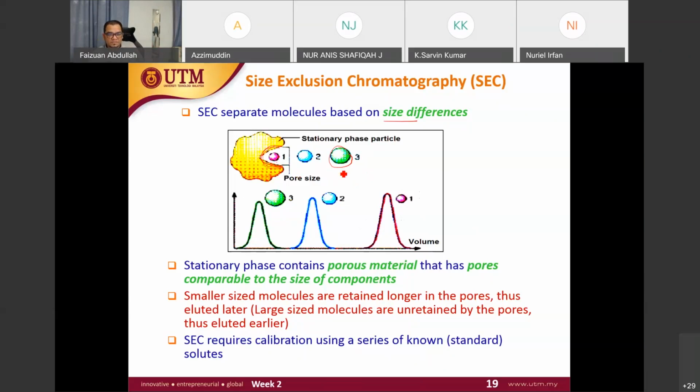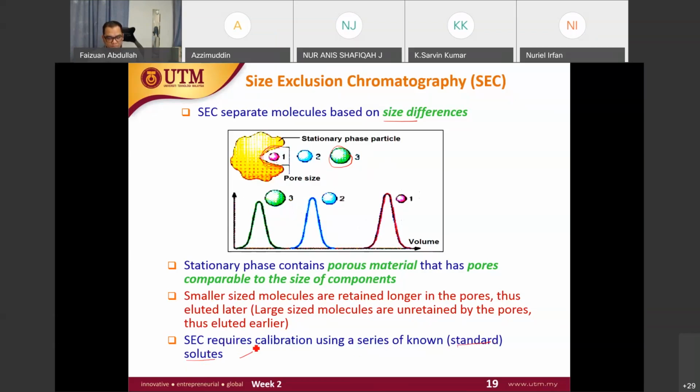So this is size exclusion chromatography. The pore is specific for a certain size, and the stationary phase contains porous material with pores comparable to the size of the components. Smaller molecules are retained longer in the pores, thus eluted later. Large molecules are unretained by the pores, thus eluted early. SEC requires calibration using a series of known standard solutes.